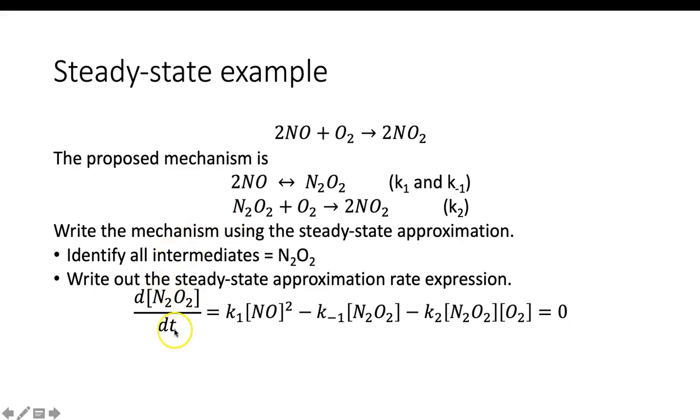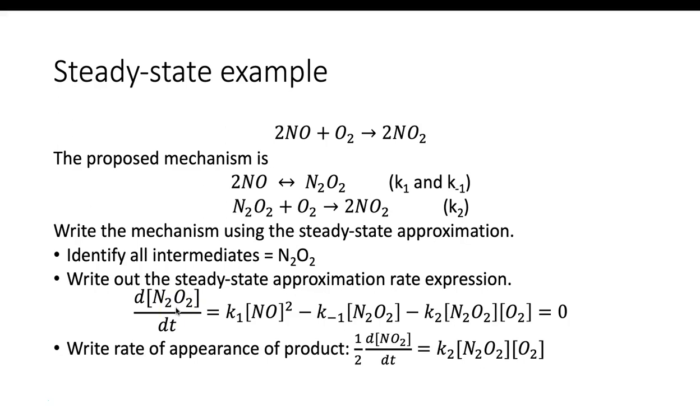It's the N2O2. We know we create it with this first step, k1, and that's a bimolecular process, so second order in terms of NO. And then it can reversibly fall back apart into the two NOs, so that's k minus 1 times the N2O2 concentration. And then it can also react away, so minus k2 with oxygen to form our product. And then we set that equal to 0 because we're saying that the concentration of this is going to stay constant over time.